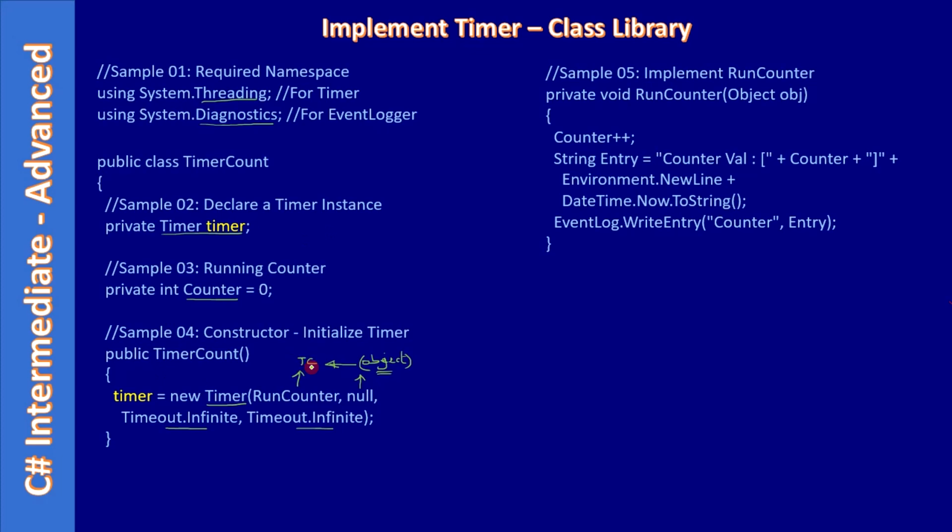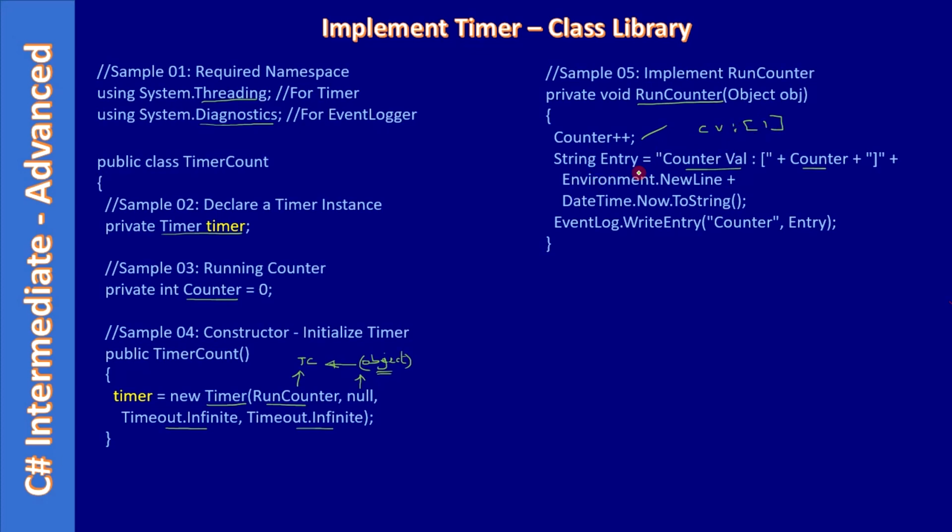Now let's look at this timer procedure. The timer procedure is run counter. That's what we passed here. If you see, this timer procedure increments our counter, then it forms a string, counter val. In brackets we are specifying the counter value. So counter val in brackets we will specify 1. This will keep on incrementing periodically, CV1, CV2, CV3, like that.